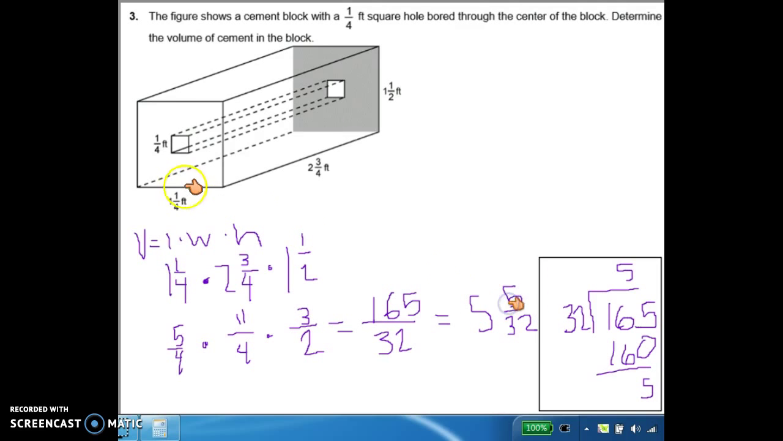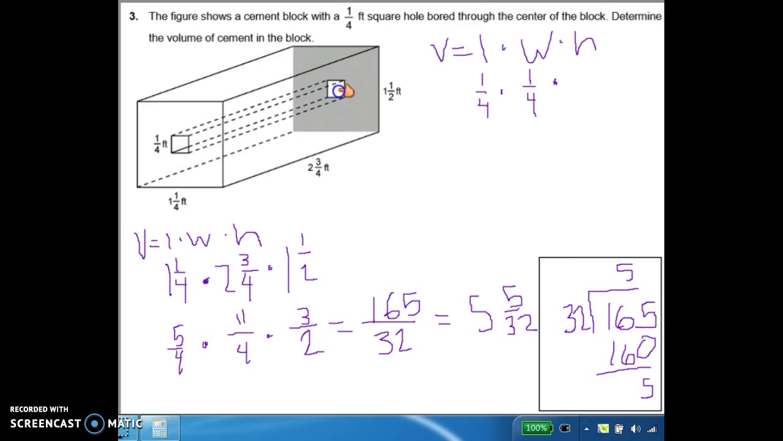So what I just figured out was the volume for this whole cement block, but it still has it as though there's not a hole in it. So I want to find out what that hole would be. The hole, again, is going to be a volume, length times width times height. The length for that one, we're going to say is 1/4, and the width of it is 1/4 of a foot, and the height, and remember those terms are kind of interchangeable as long as we get all three of them. So I've done these two here.